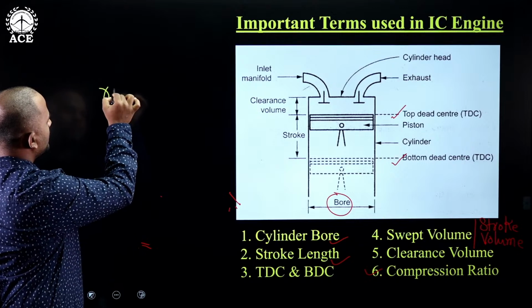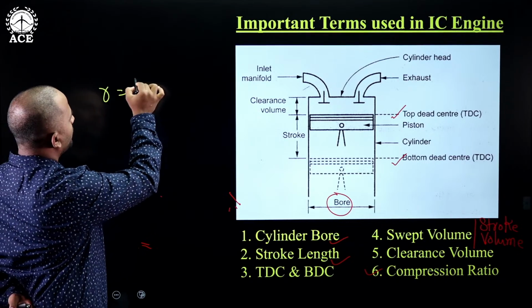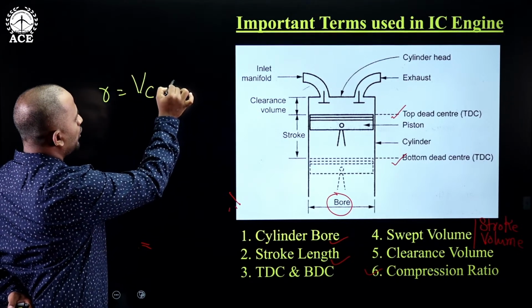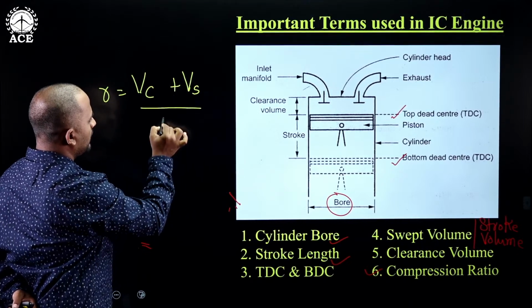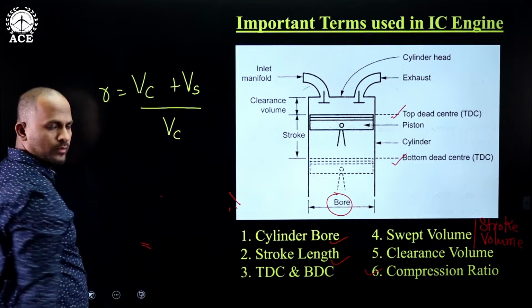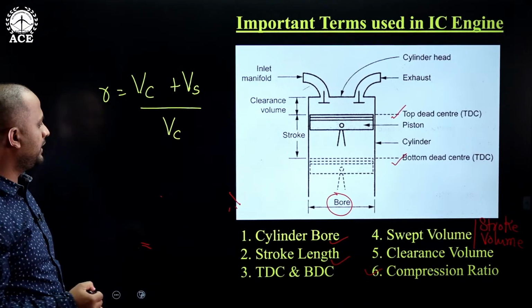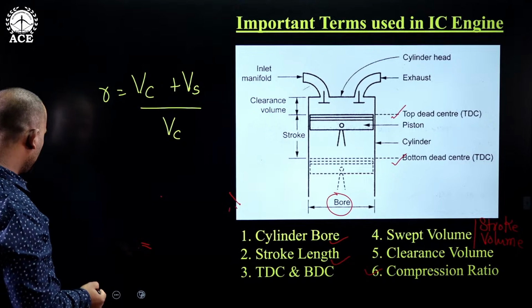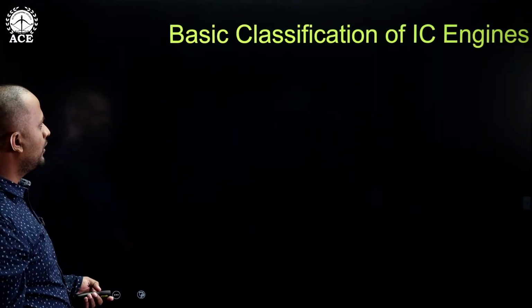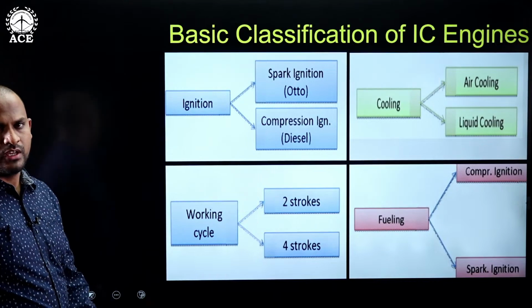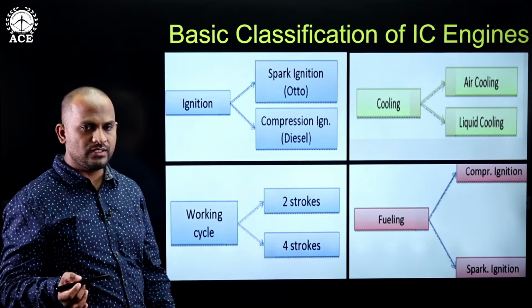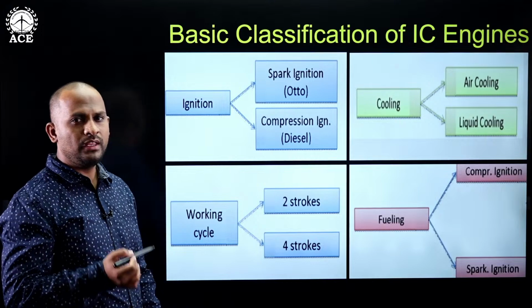So compression ratio is equal to clearance volume plus stroke volume by clearance volume. That is, total volume by clearance volume is the formula for the compression ratio. And now coming to the classification of the IC engines. Here the IC engines are classified based on so many factors.